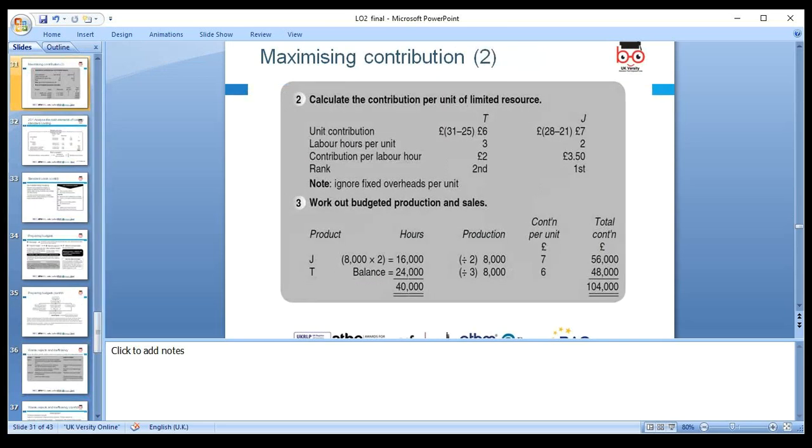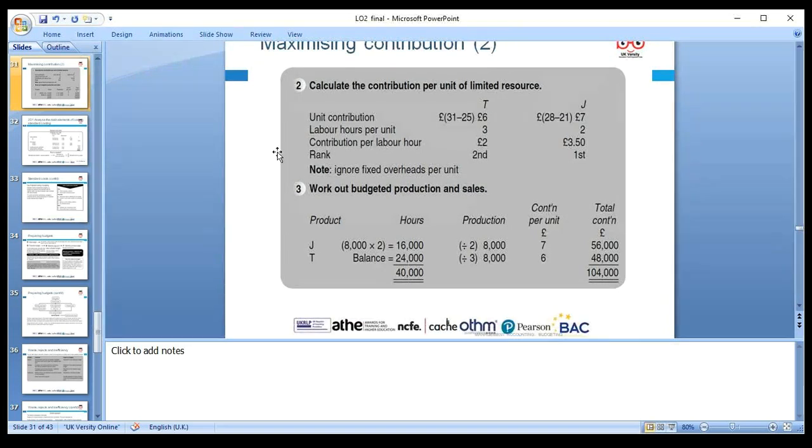Product T has a contribution of 6, and product J has a contribution of 7. Product J requires 2 hours, so 7 divided by 2 is £3.50 contribution per hour. Product T requires 3 labor hours and £6, so 6 divided by 3 gives £2. So our rank 1 is J, and rank 2 is T.